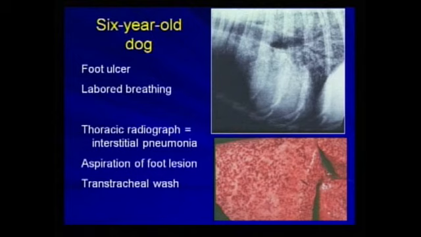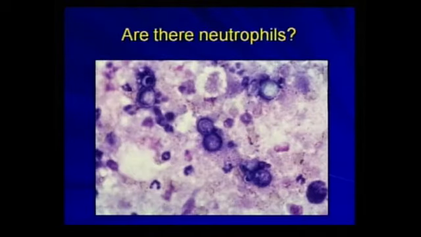Thoracic radiograph looked like this, and we decided to aspirate the foot lesion and do a transtracheal wash. And the first question when we look at the aspirate of the foot lesion is, are there neutrophils? This is not a great prep, but we can see that there are a number of neutrophils scattered throughout, but they don't predominate. They are admixed with some larger cells, which are macrophages, which contain budding yeasts. Look, almost all the yeasts in here are budding.